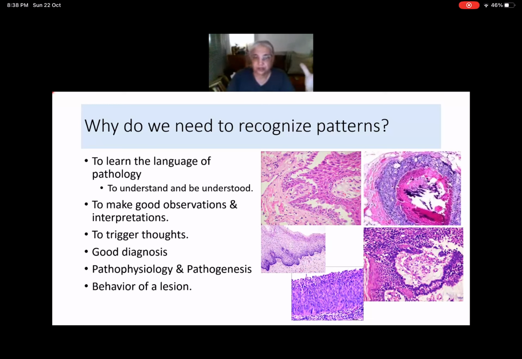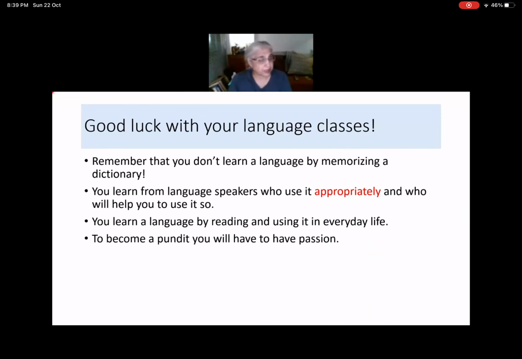That's also a pattern, by the way. And then, of course, what Sudesh said, it helps you to make a good diagnosis. It helps you to understand pathophysiology and pathogenesis, and as Sudesh said, the behavior of the lesion. If it's very pleomorphic and it's full of mitoses, it's going to behave in a very malignant fashion. Right? If the polarity is maintained up to a point, etc., then it's not a high-grade carcinoma in situ.